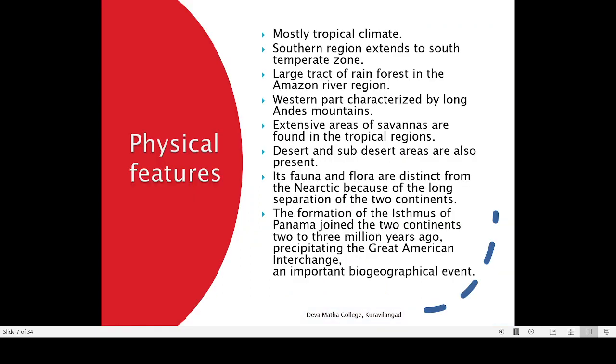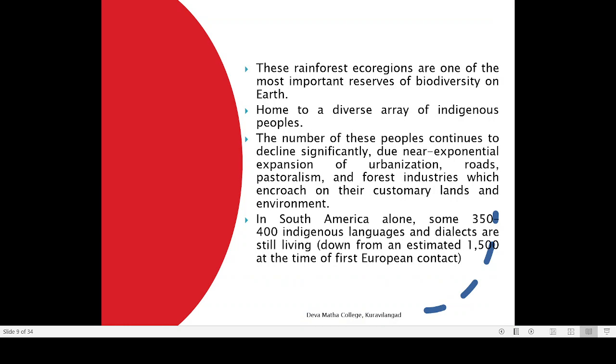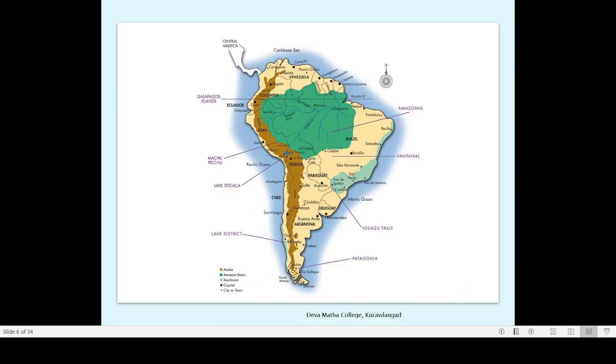Then next point is a large tract of rainforest in the Amazon region. You will see this is the Amazon rainforest. So you can see how thick this Amazon rainforest is. Most of the time we call it the lungs of the world, because Amazon is a very large area. I will show you how large that area is. So this is the Amazon. See, this entire green area is known as Amazon or Amazonia. So more than one third of South America is actually Amazon forest.